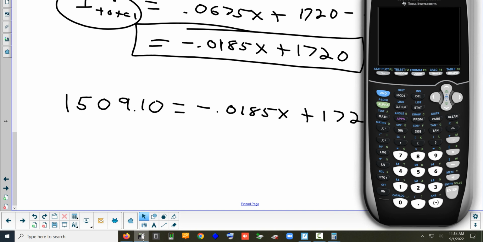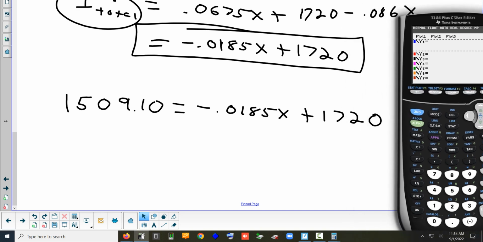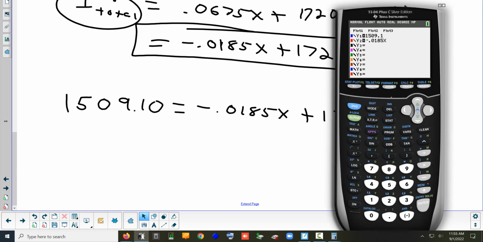All right. How am I going to put that in on the calculator? Well, it said to solve graphically. You do y1 as the left side, and you can do y2 as the right side. So we got the left side, negative 0.0185x plus 1720. And what do I want to do now? I'll put a graph at y equals 1509.10. Yep, so we got that. Oh, you're right. Okay, sorry.